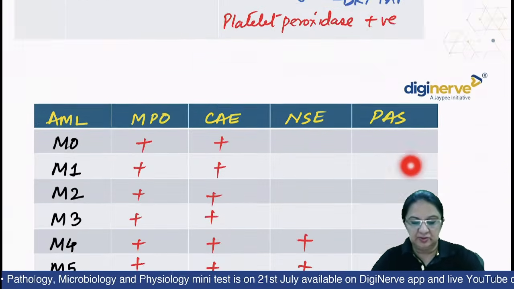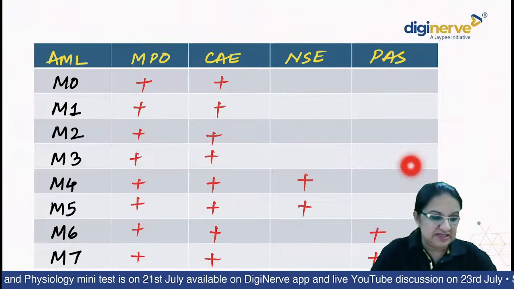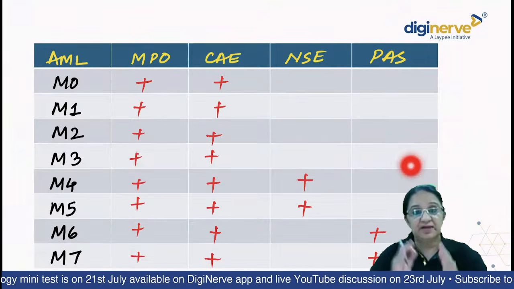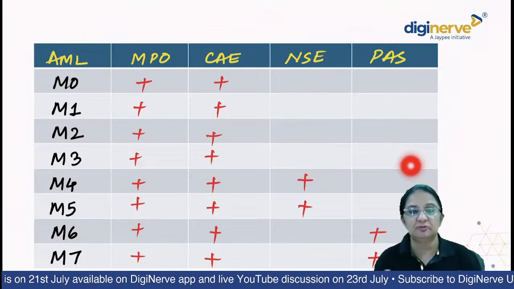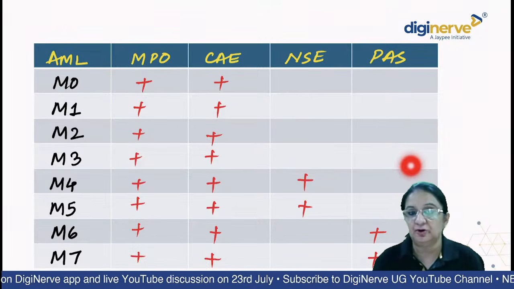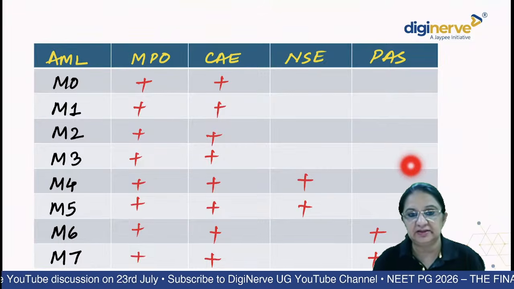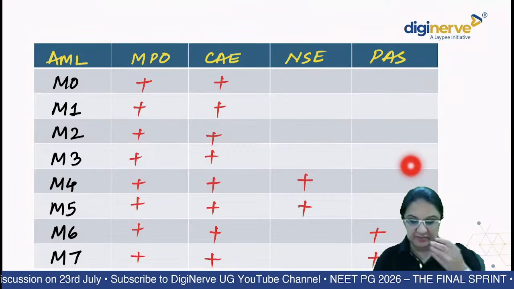So this was about the 7 types of AML seen in your FAB classification. Please note, WHO classification is almost similar, but they emphasize more on the genetic abnormality rather than the type of cells present, right?